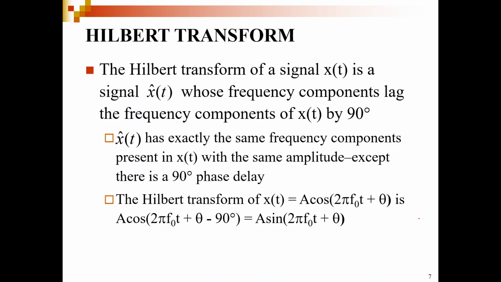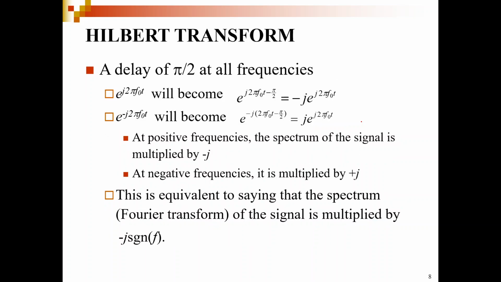Therefore, the Hilbert transform of a signal x of t is x cap of t, whose frequency components lag the frequency components of x of t by 90 degrees. So x cap of t has the same frequency components present in x of t with the same amplitude, except there is a 90 degree phase delay. So this is the introduction about the Hilbert transform.